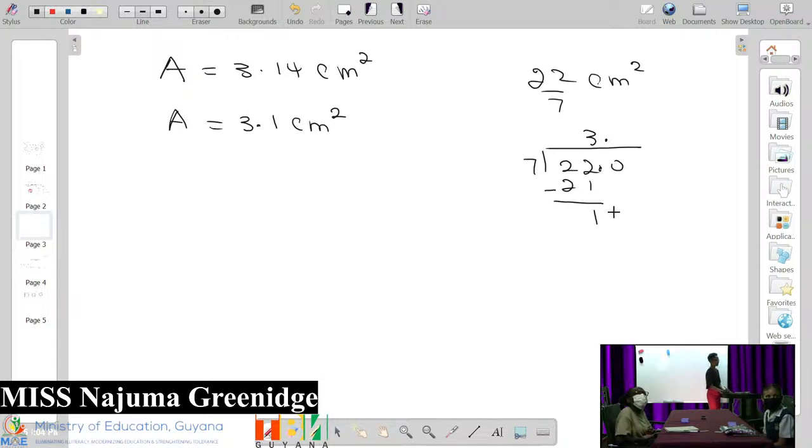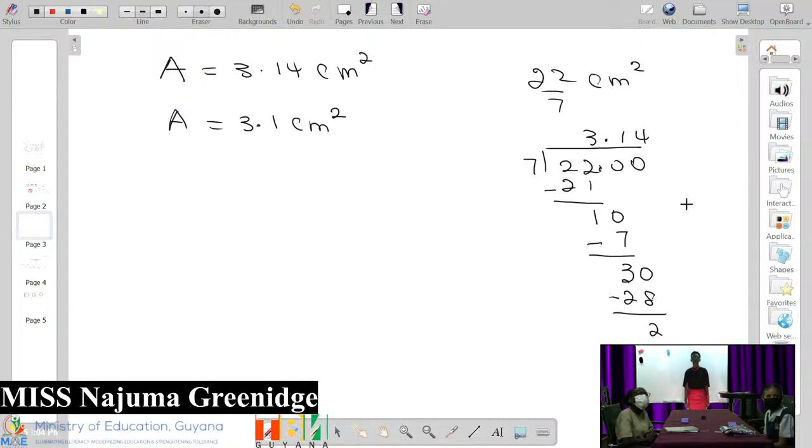Add a 0, bring it down. 7 can go into 10 how many times? 1 time. So that's 1. 1 by 7, that's 7. You subtract, you have 3. Add a 0, bring it down. 7 into 30. 7 4s, 28. And 2 remaining. So this goes on and on and on.